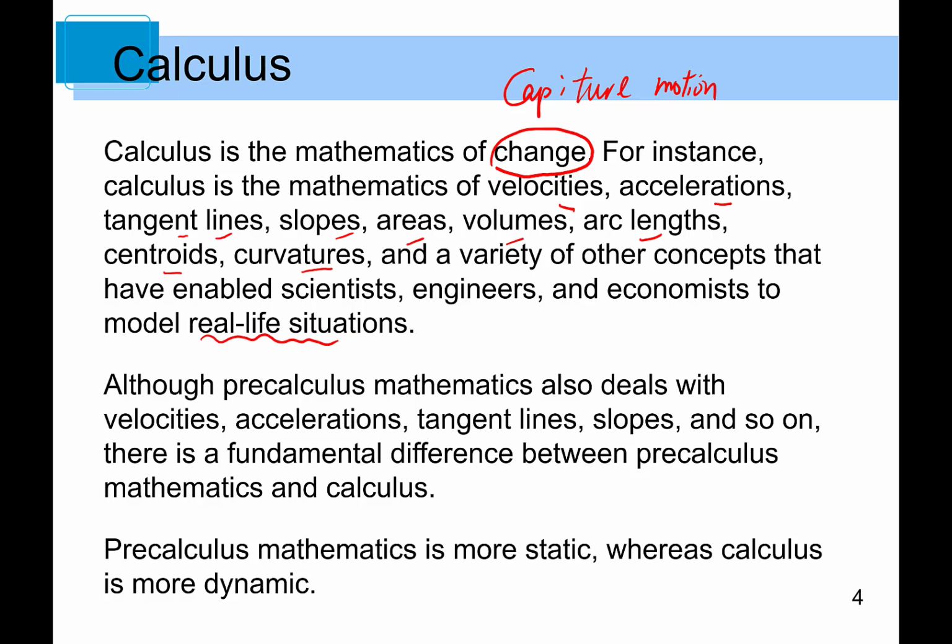So this is a key implication, right? You can use calculus to model real-life situations. However, pre-calculus is a prep course, as I mentioned earlier, that deals with velocity, acceleration, tangent line, slope, and so on. But there's a fundamental difference between pre-calculus and calculus. Pre-calculus is more static, and calculus is more dynamic. So that's the fundamental difference between pre-calculus and calculus.